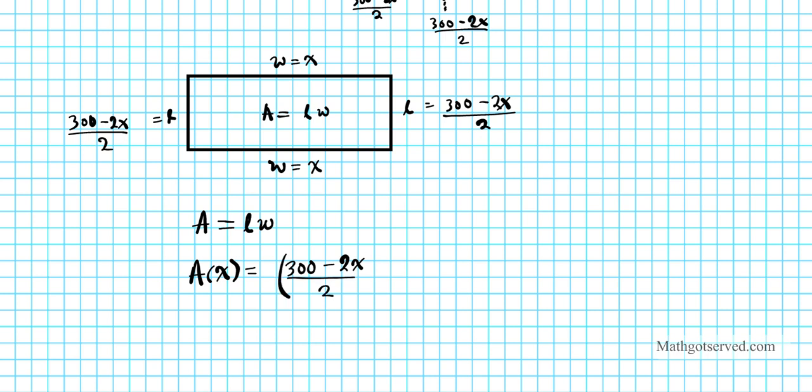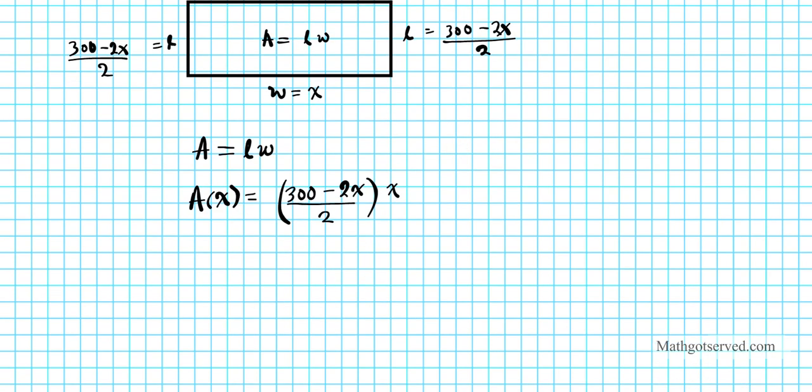That's L times the width, which is just x. Okay? So this is the model that we're going to be optimizing. So let's simplify this a little bit so we can write this as A of x equals half of 300x minus 2x squared. What are the boundaries for x?